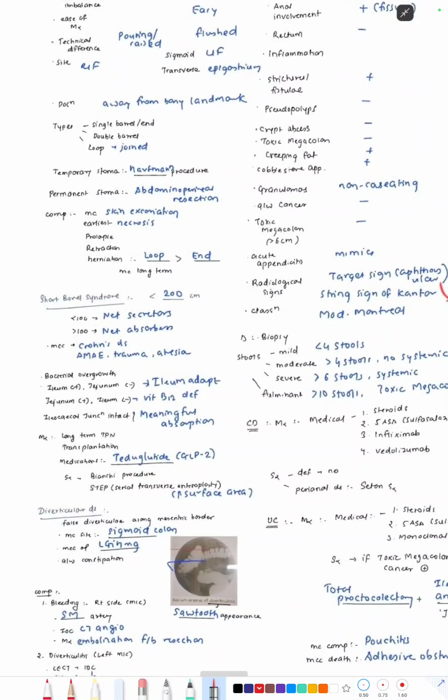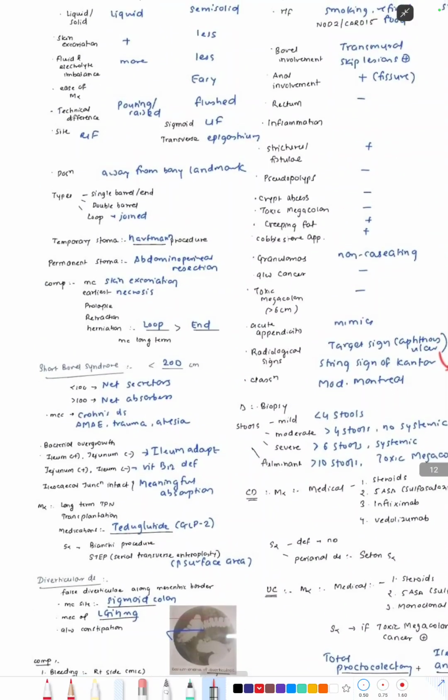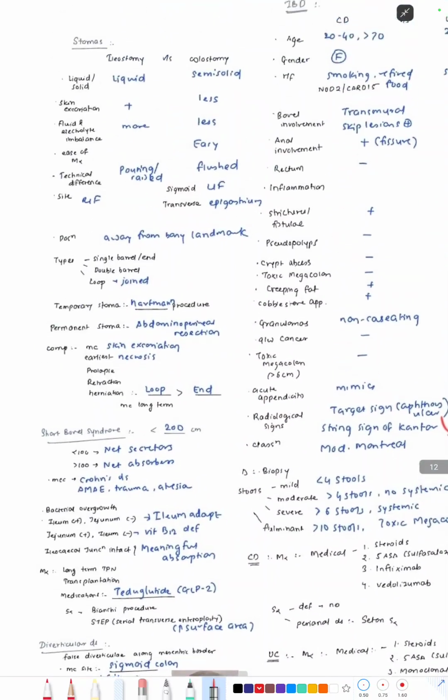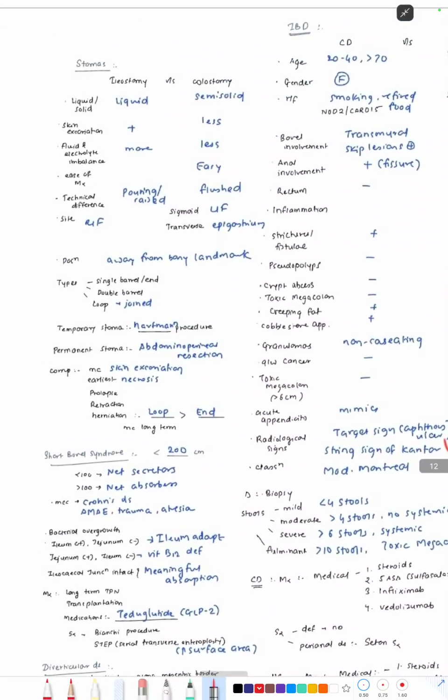Complications: the most common complication is skin excoriation. Then the earliest is going to be necrosis, prolapse, retraction, and herniation. Herniation is more common in the loop stoma as compared to the end stoma. And the most common long-term complication is also herniation. And the next is short bowel syndrome.